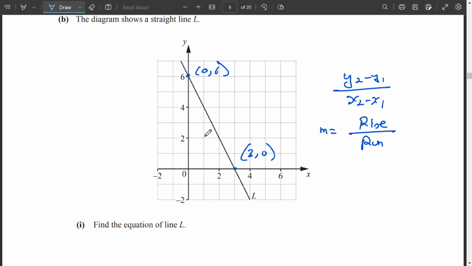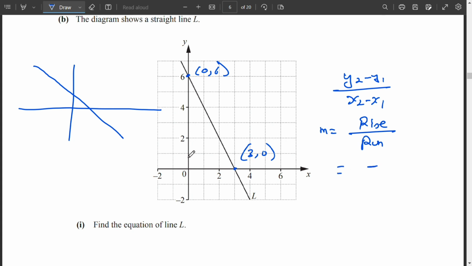Now one point you should note is this is the coordinate axis, and when you go from left to right, if the line goes like this, then this has a positive slope. And when you go from left to right, and the line goes like this, this will have the negative slope. As you can see, this will have a negative slope, so we can put a negative sign over here.